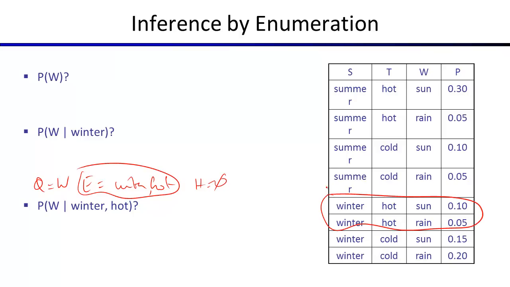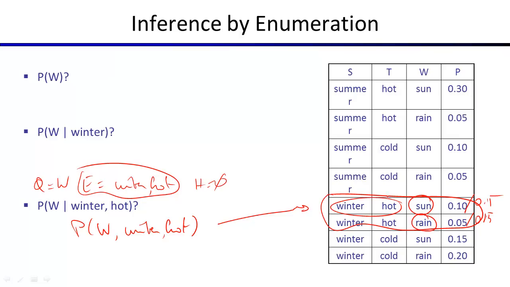Next step is to sum out over the hidden variables. There are no hidden variables, so that's a no-op. We don't have to do anything. Next step is to normalize to get the conditional distribution. So now we normalize. The sum of these is 0.15, so we divide by 0.15 and 0.15, and that gives us the conditional distribution for, wait, did we do something wrong here? Yes, no, we did it right. It gives a conditional distribution for sun and rain, so the weather variable given winter and hot. In this case, we end up with sun, rain, 2/3, 1/3 probability, and this is the conditional over here.